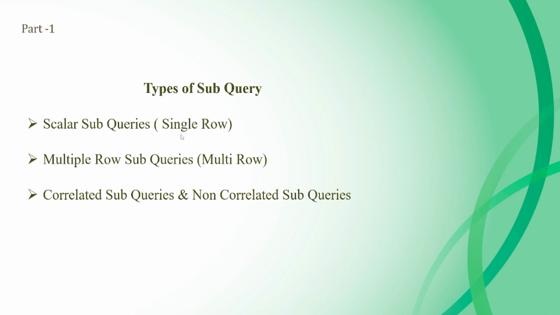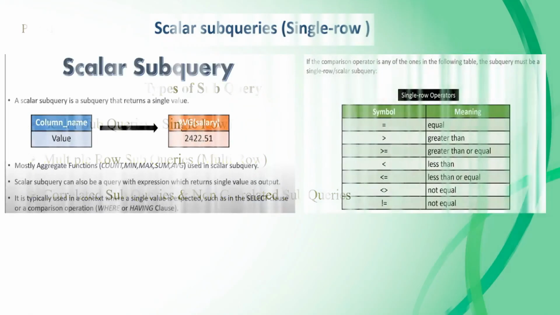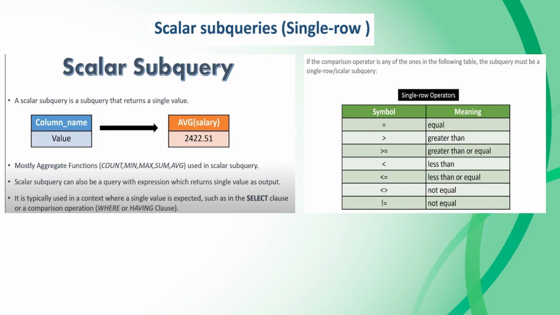So let's start our class with single row subqueries. A single row subquery or scalar subquery is a subquery that returns a single value. Mostly, aggregate functions are used under a scalar subquery. A scalar subquery can also be a query with an expression which returns a single value as output. It is typically used in contexts where a single value is expected, such as in the select clause or comparison operations, like the where or having clause. The single row subquery is basically used with operators like equal to, greater than, less than and so on. So let's learn when we require this single row subquery.